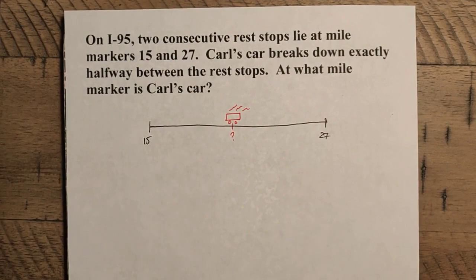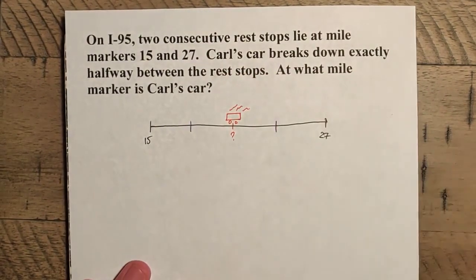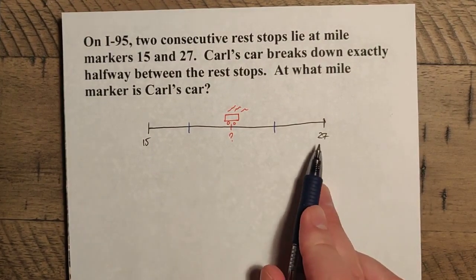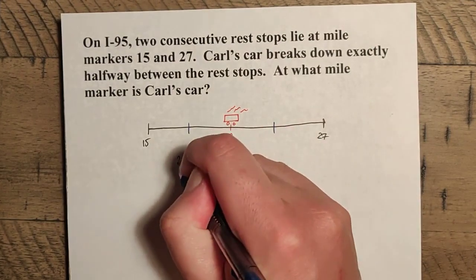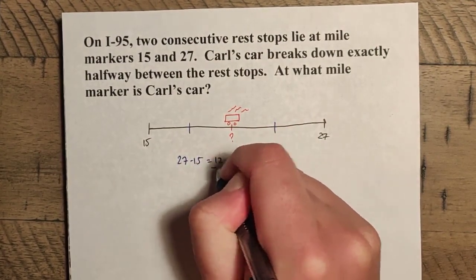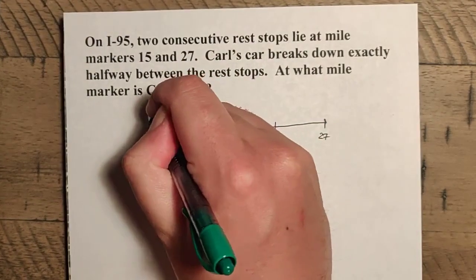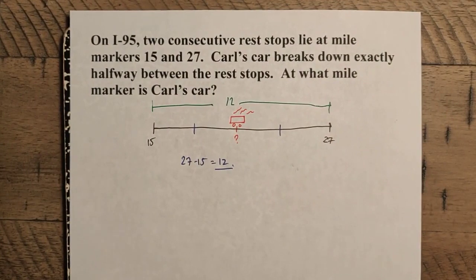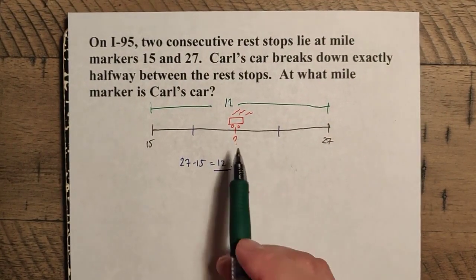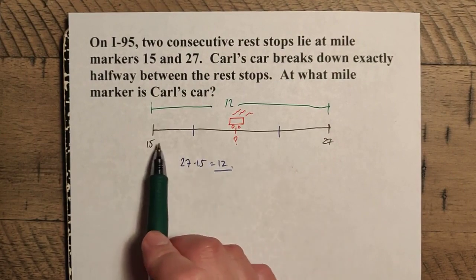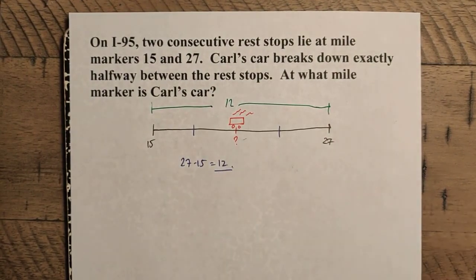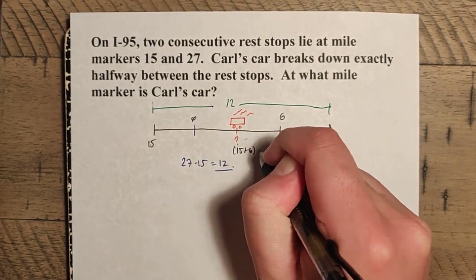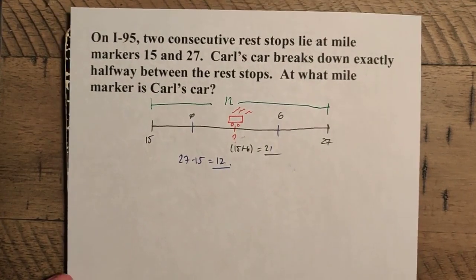Now, knowing that we're exactly halfway in between means that these two distances are going to be exactly the same. So we have 27 here and 15 here, so we can do 27 minus 15 to determine this. We end up with 12, and this 12 represents the entire distance between the two mile markers. Knowing that this is 12, it's pretty clear that each of these is 6. So this is going to be 6 here, and 6 here. That means this is going to be 15 plus 6, or 21. So we're at mile marker 21.